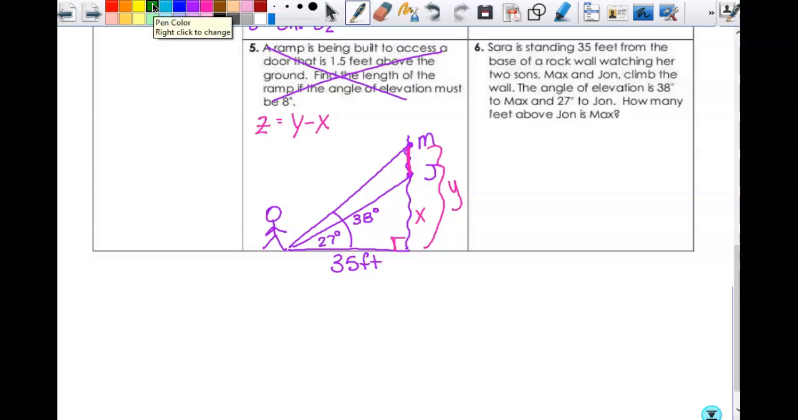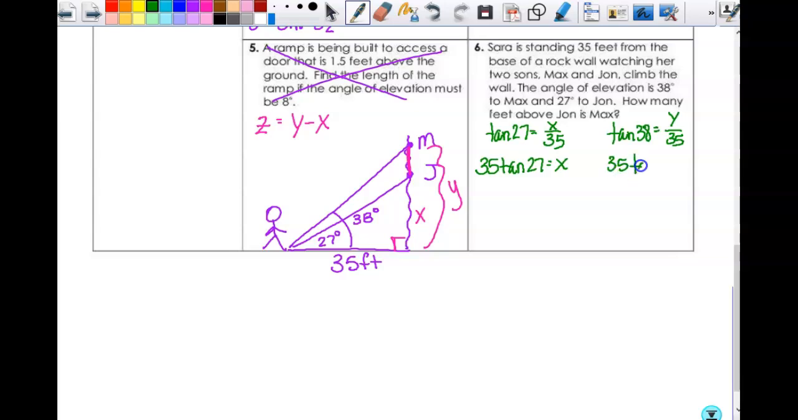That means I'm going to use tangent. So the tangent of 27 is equal to x over 35. That means that 35 times the tangent of 27 equals x. I'm not even going to touch my calculator. Then I'm going to do 38. So the tangent of 38 is equal to y over 35. So 35 times the tangent of 38 equals y. So those didn't come out too bad as far as what they look like.